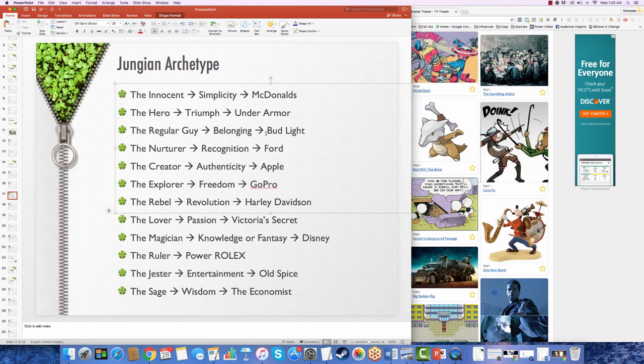So the next one is the Explorer, which is obvious, exemplifies freedom, exemplifies travel and moving around and being associated with adventure. The best brand for that is GoPro, for obvious reasons. All of their advertising is just some of the awesome videos that their customers send in from doing really cool stuff. But the Explorer brand is there for that sense of freedom in everyone.